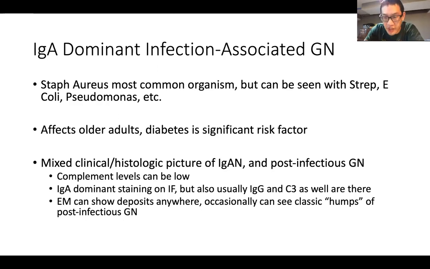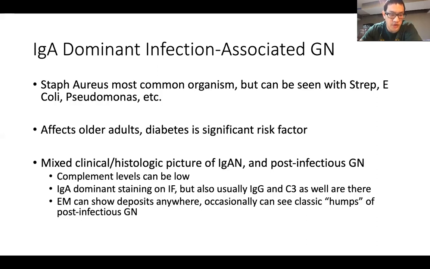Oh, why was cryo checked? Well, cryos can sometimes actually be elevated in patients who have post-infectious GN because the antigen-antibody complexes, as they precipitate, can oftentimes cause a cryoglobulinemia as well. So that's why it was checked in this patient. So it's a hybrid between IgA and post-infectious.